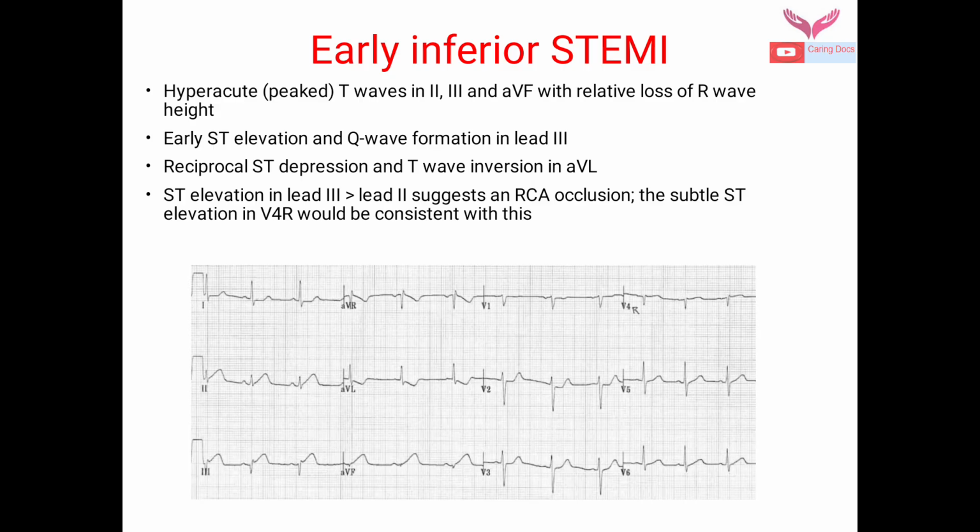In this ECG, we can see early inferior ST elevation MI. Here we can see hyperacute, that is peaked, T waves in leads 2, 3, aVF with relative loss of R wave height. Early ST elevation and Q wave formation in lead 3. Reciprocal ST depression and T wave inversion in aVL. ST elevation in lead 3 is more than lead 2. It suggests right coronary artery occlusion. The subtle ST elevation in V4R would be consistent with this.